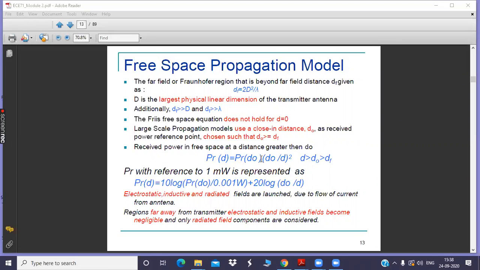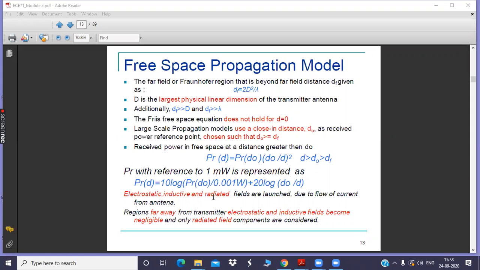Now as of now this is in dB, but to convert it into dB milli, meaning for a 1 milliwatt reference, we have to divide this term by 0.001, because 1 milliwatt is 10 to the power minus 3 watts. So to convert dB watts to dBm, you have to multiply by 10 to the power 3 or divide by 0.001.